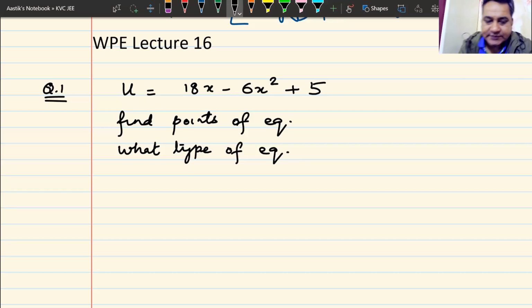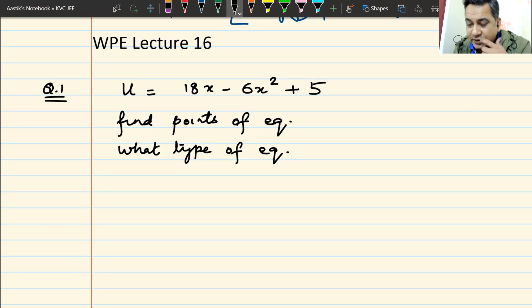And here it comes on your screen right now. The energy function is given as 18x minus 6x squared plus 5. And the question simply asks you, find the points of equilibrium.